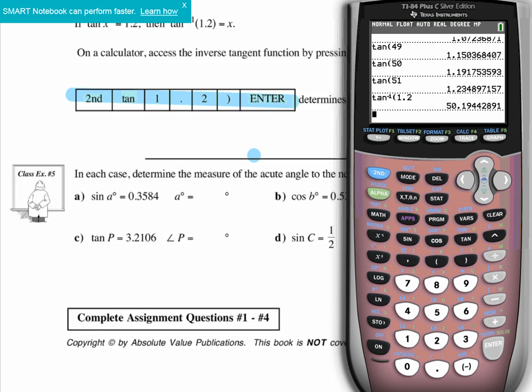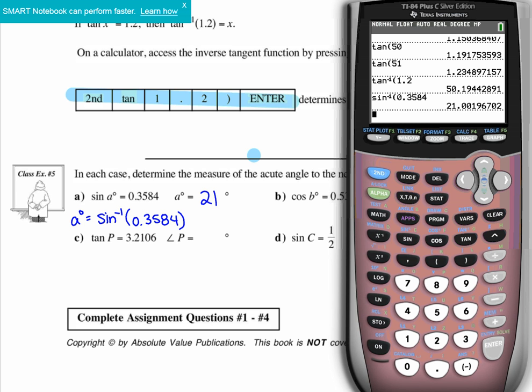So let's do this for these guys. If I know the sine ratio and I want the angle A, what am I going to type in? Second sine, and then your ratio. Okay, so angle A would be the inverse sine of that. Second sine, 0.3584. To the nearest degree, that's pretty precise.